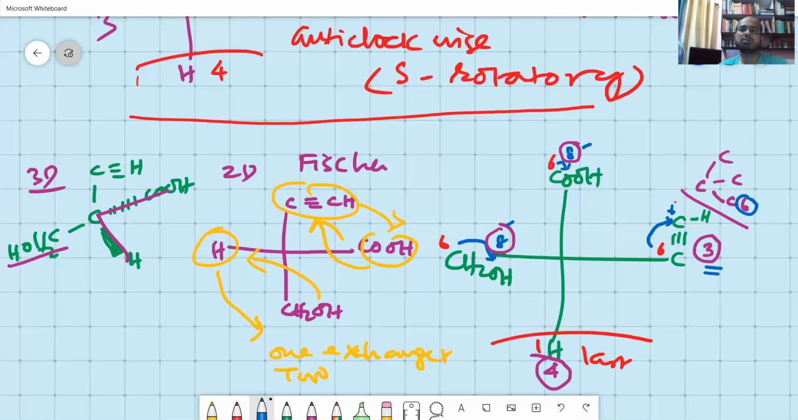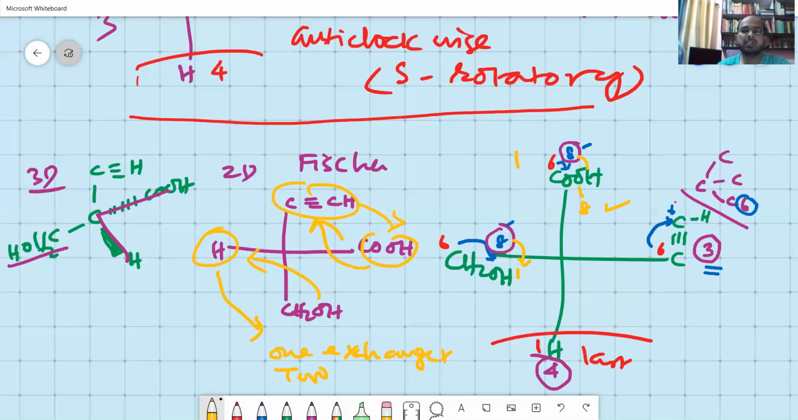Now in the COOH group, you have 8 and then 8 here. So you have to again go to the next atom. When you go to the next atom, it is hydrogen 1. Here the next atom is oxygen 8. So therefore this is higher.